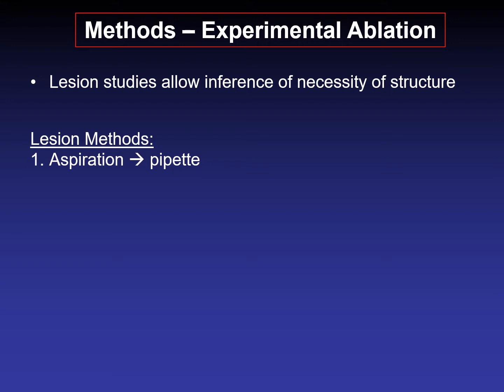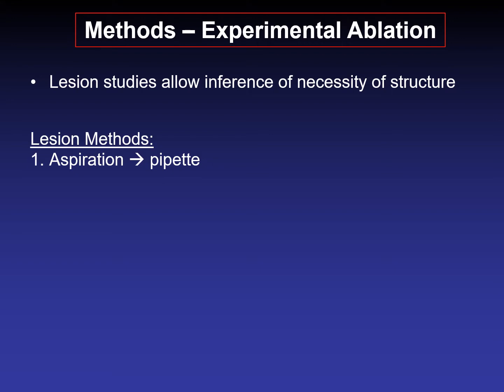These studies are the only kind of neuroscience study that allows inference of necessity of a structure. If you think about it, there are two kinds of causes, necessary causes and sufficient causes.